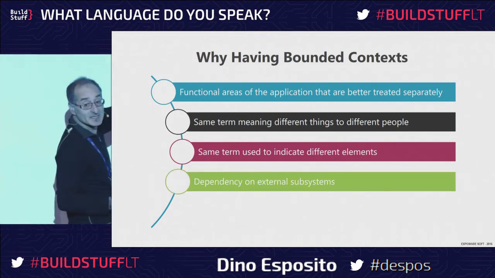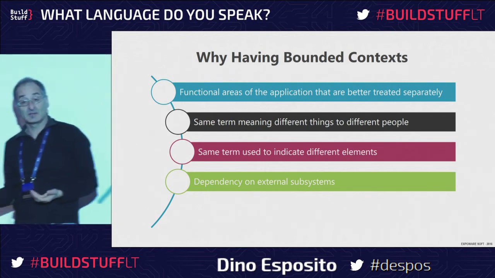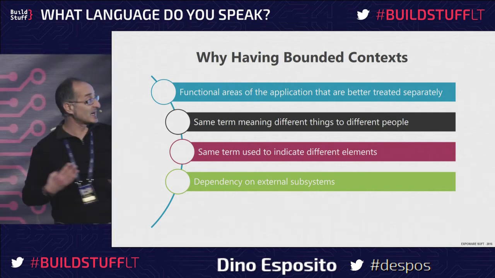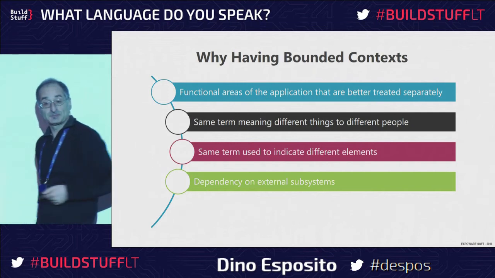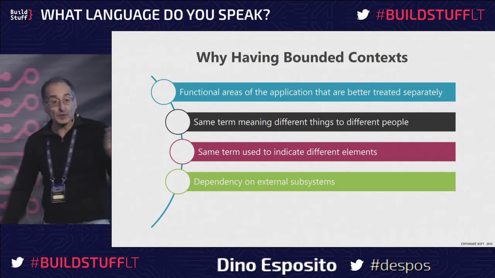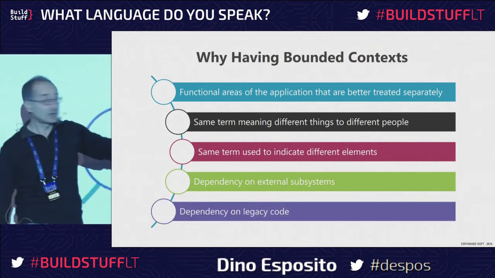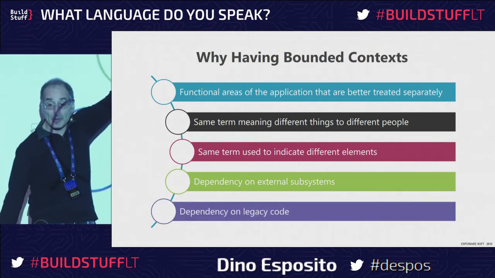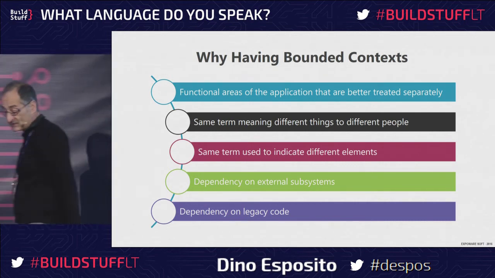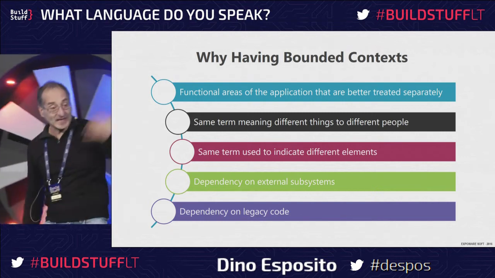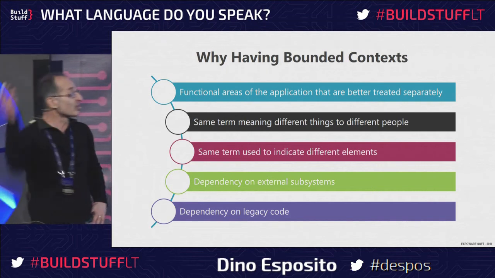Or another scenario is when we need to have, because the business demands that, a dependency on some external subsystem that we don't own, that we don't control, or where we have a dependency on legacy code. So legacy code and the wrapper around the external subsystem are two perfect candidates to be bounded contexts, to be treated as distinct but connected pieces in our overall system.